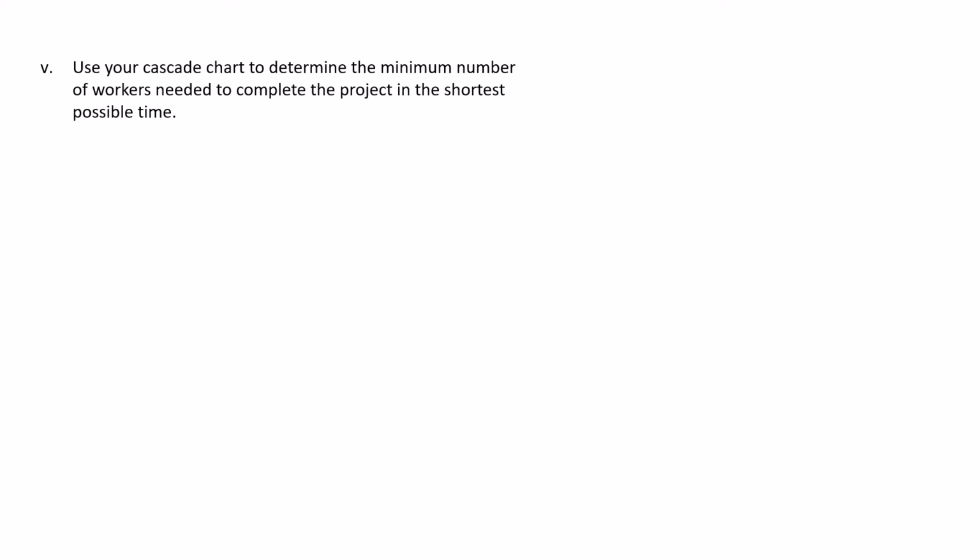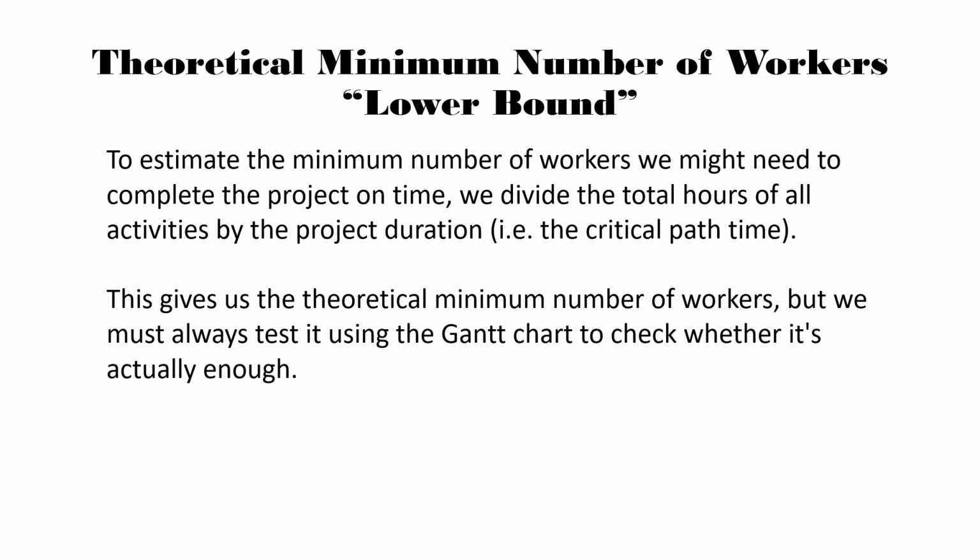So part 5 then asks us to use our cascade chart to determine the minimum number of workers needed to complete the project in the shortest time possible. So we're going to introduce an idea called theoretical minimum number of workers, also known as lower bound. So what we're basically trying to do is to estimate the minimum number of workers that we could need. So this is like a theoretical minimum. You may not get away with only using this number. You may have to have more, but it is a lower bound. It's as low as we can possibly go with the number of workers.